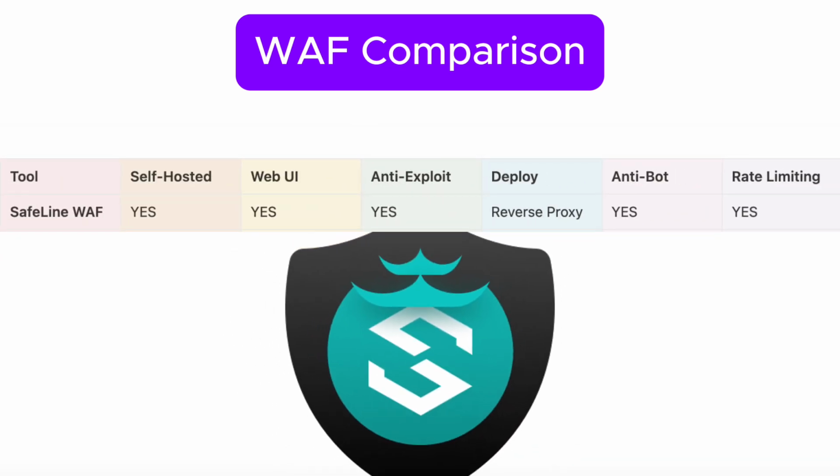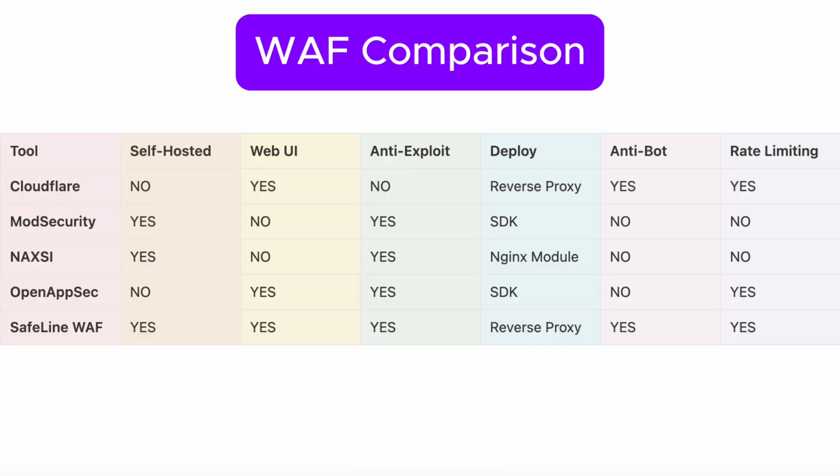SafeLine WAF is a self-hosted WAF that provides both a web UI for management and anti-exploit capabilities, making it a strong choice for organizations seeking robust security for their web applications. Like Cloudflare, SafeLine also supports anti-bot and rate limiting features to mitigate unwanted traffic and attacks. Being self-hosted, it gives organizations full control over their firewall configuration and security policies. Based on all these factors, it seems SafeLine Web Application Firewall is one of the best free web application firewalls currently available, with all the options such as self-hosted, web UI, anti-exploit, anti-bot, and rate limiting.